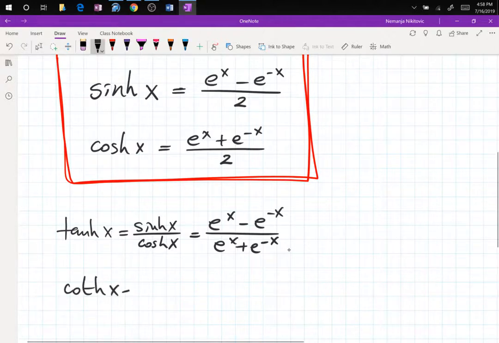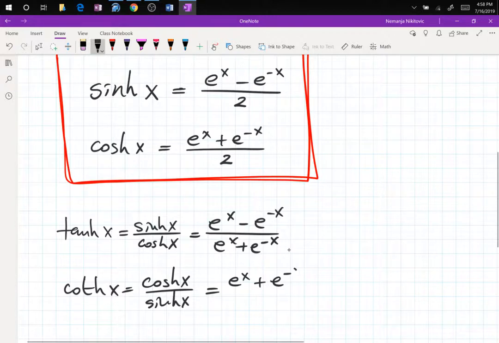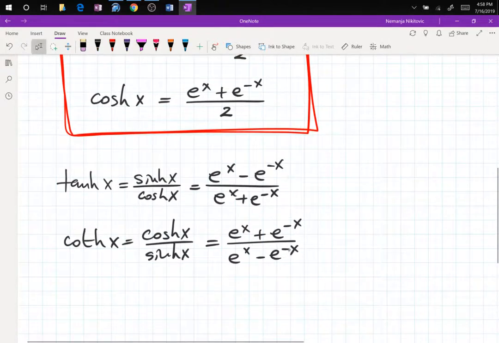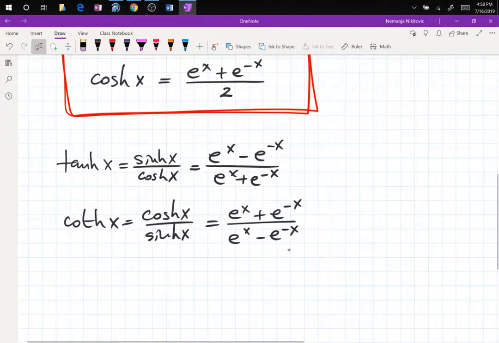Cotangent hyperbolic x will be cosine hyperbolic x over sine hyperbolic x. And by now you're going, this is the same stuff as trig. Yeah. But it's not trig. So when you divide them, you still get an expression with e's on the other side.